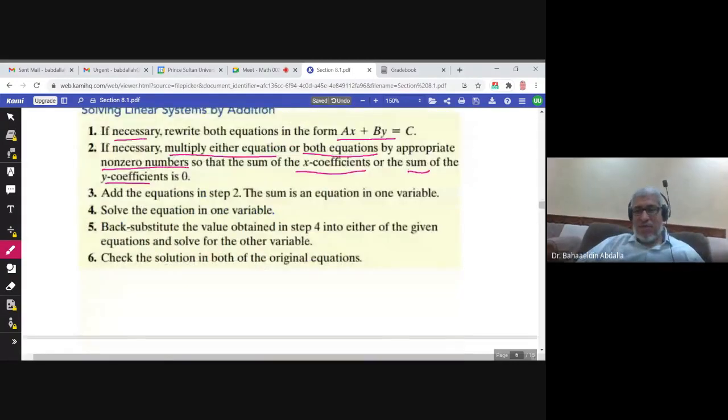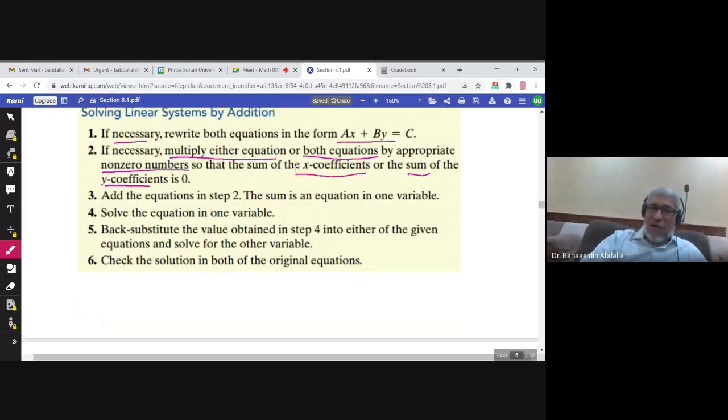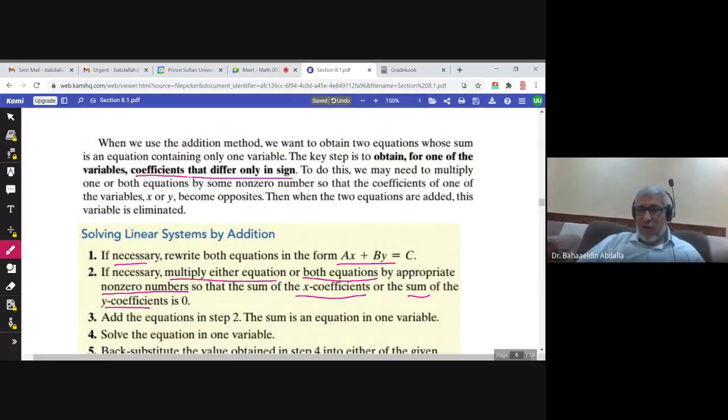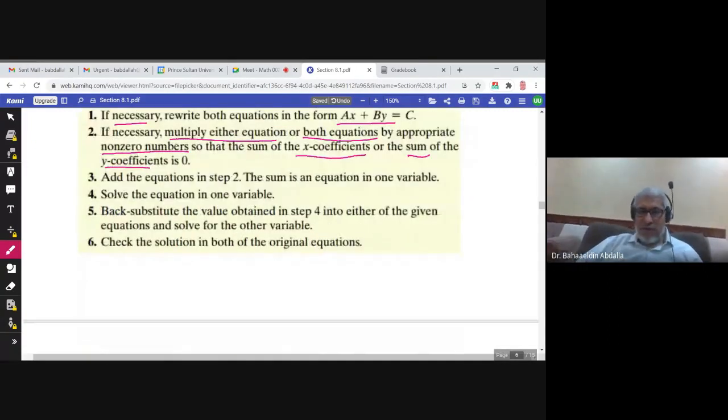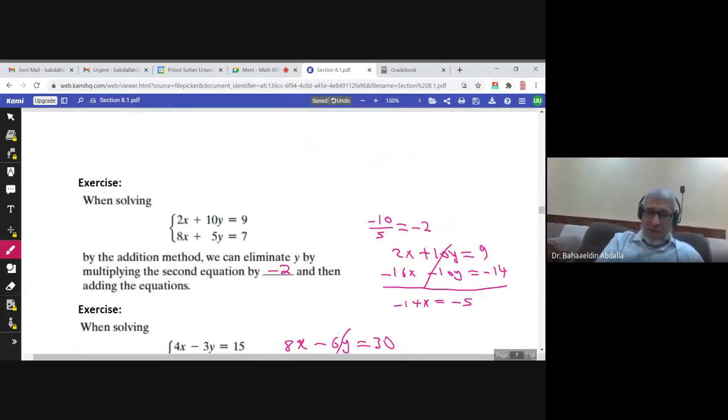So this is what he meant here by sometimes you multiply either one of the equations or both equations. So the coefficients of x will differ in sign, or the coefficients of y would differ in sign. Add the equations, and the sum would be an equation in one variable. You solve that equation, use back substitution to solve for the other variable, and then check your answer.